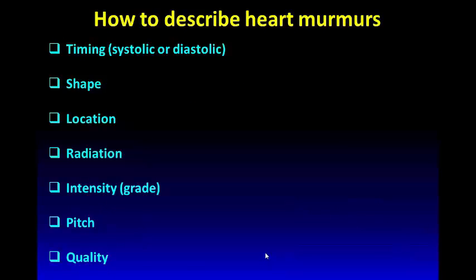We describe the abnormal heart sounds, the cardiac murmurs. Remember again, the murmurs could be innocent or physiological. We describe the murmurs based on their timing in the cardiac cycle and based on their shape, location, radiation, the intensity, the loudness of the murmur, the frequency, the pitch of the murmur, and how the sound of the murmur sounds like. This is the quality of the murmur.